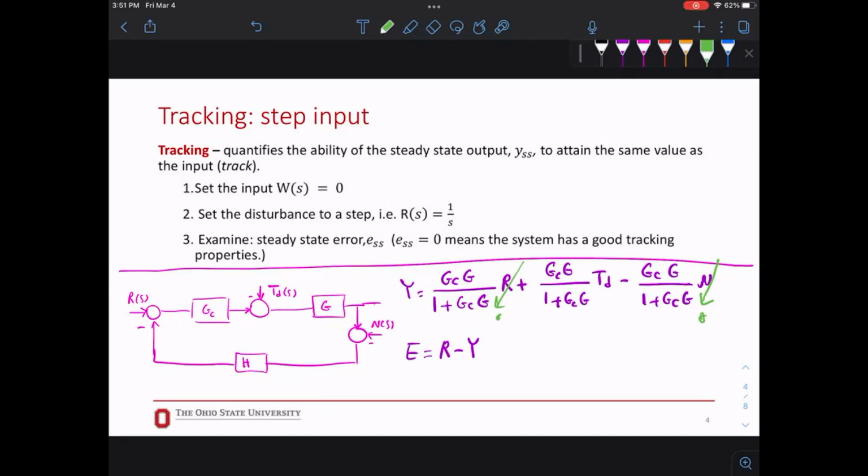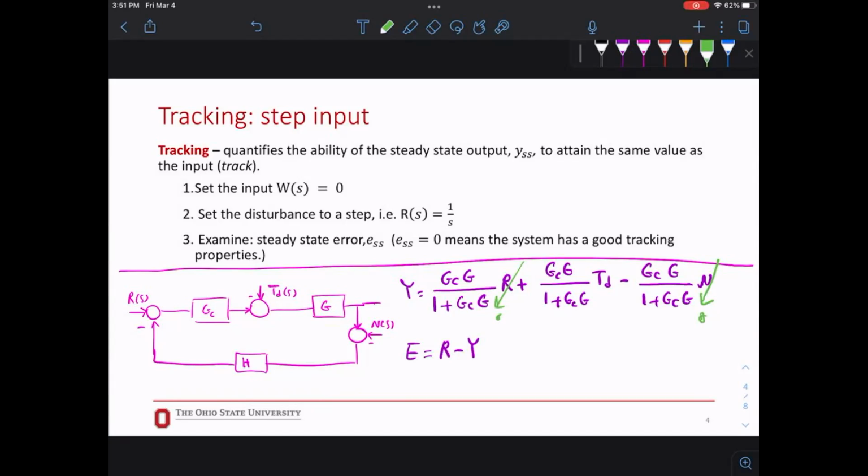Well, we know how we can move the summing point, right? Create the block diagram so that it looks like this. Then you can follow this equation to find the output, and then the error is input minus output. Now, why is the error important?